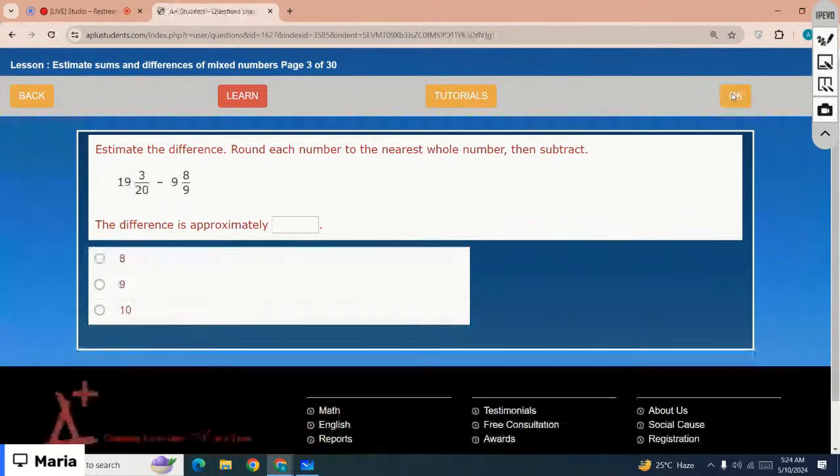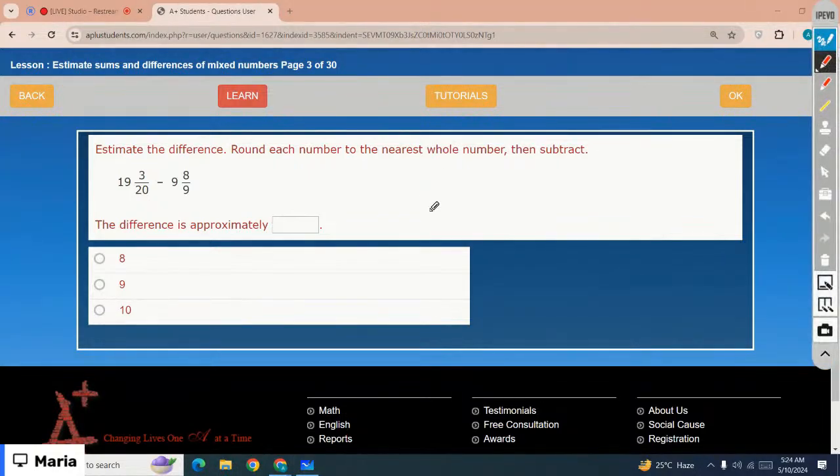Estimate the difference. 19 whole 3 by 20 minus 9 whole 8 over 9. So 3 over 20 is less than half, so you need to round off to the same whole number. And 8 over 9 is greater than half, so it would be rounded off to 10. So 19 minus 10 is 9. The correct option is 9.